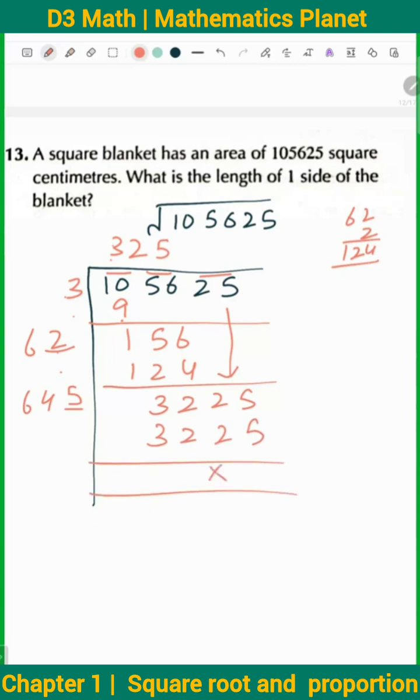So the length of one side would be 325 square centimeters.